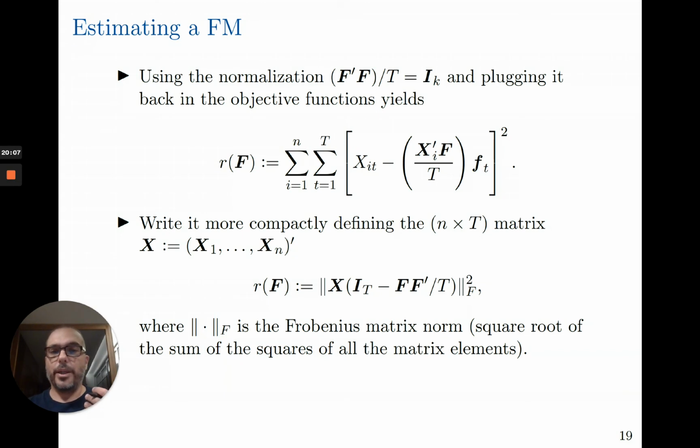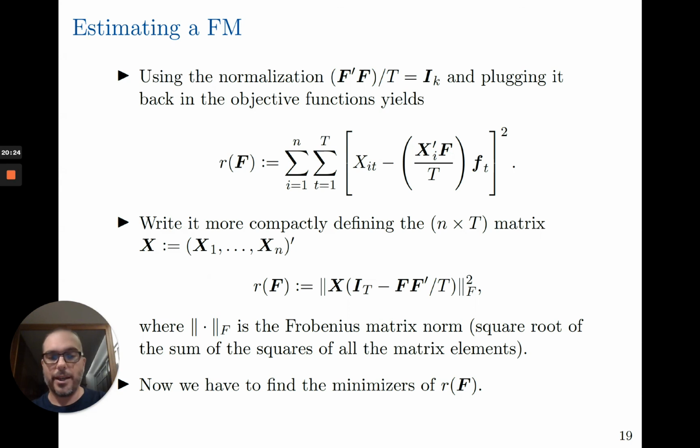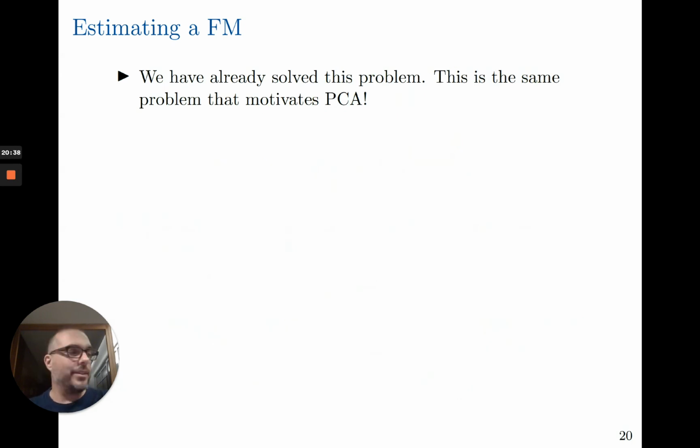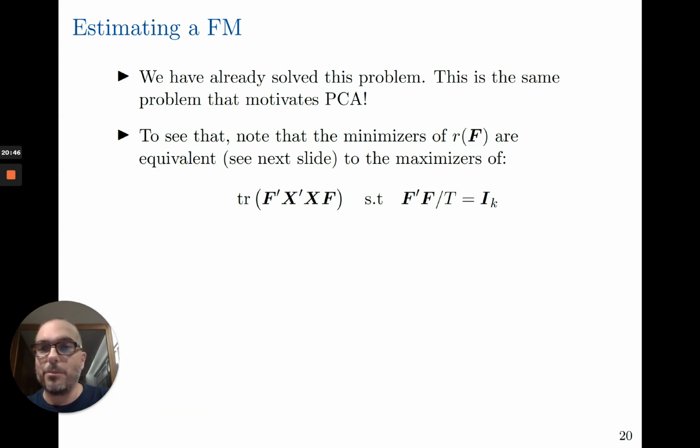And we can show that this function is the Frobenius matrix norm of this matrix here, and we just need to find minimizers for that. The good thing is that when you try to find minimizers for that, we get exactly the same optimization problem as PCA. So this is exactly the same problem that motivates PCA. So basically the factors are nothing more than the principal components.